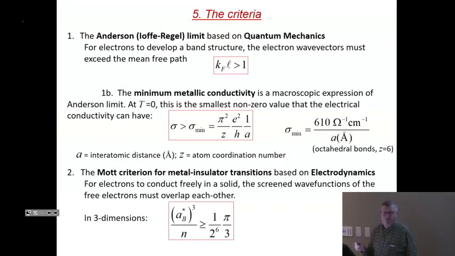So it looks very intuitive, but actually it's not. It tells you, for electrons to develop a band structure, the electron wave vector must exceed the mean free path. So this is Kf times L larger than 1.